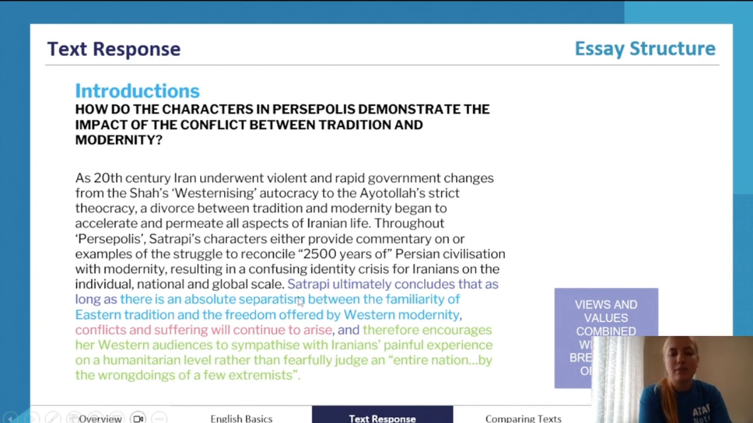And here's the views and values message that Satrapi ultimately concludes and therefore encourages her Western audiences. So this is a views and values statement about the effect that the author is trying to relate to a modern audience, so us, to sympathize with Iranians' painful experience on a humanitarian level, rather than fearfully judge an entire nation by the wrongdoings of a few extremists, because they don't represent the culture and the people.